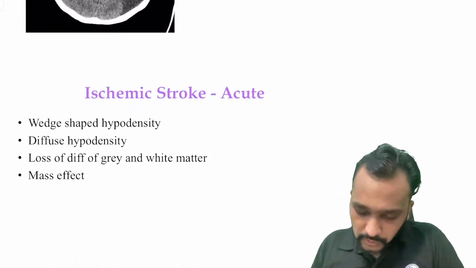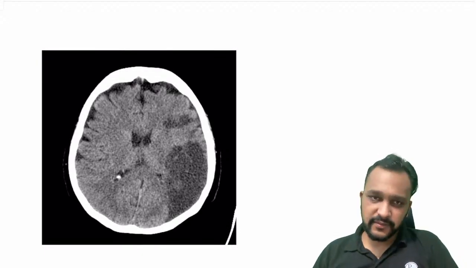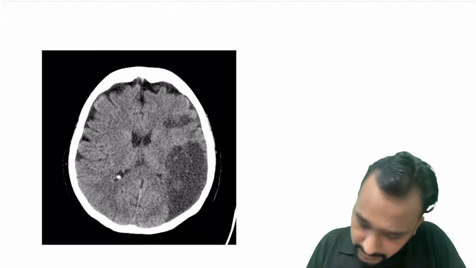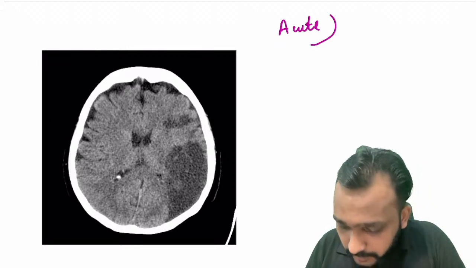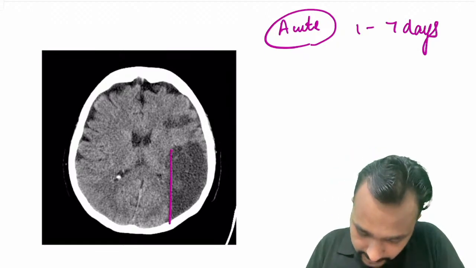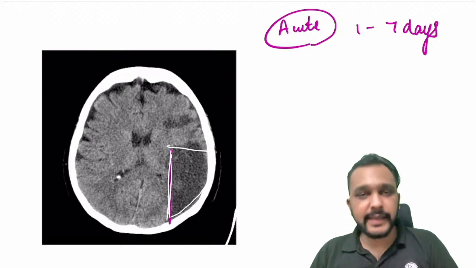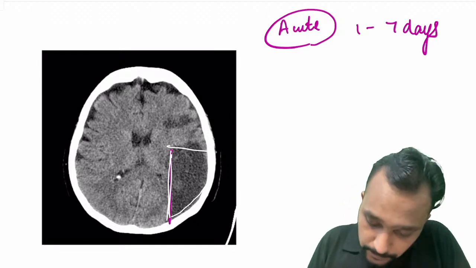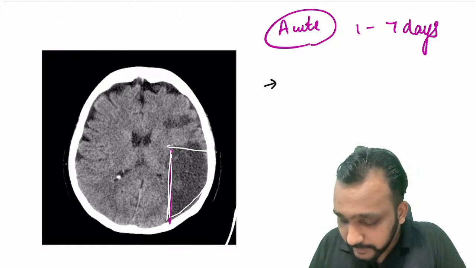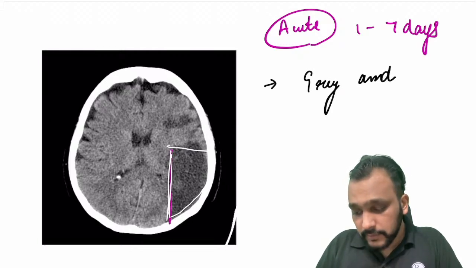Now moving on to the acute stroke. Now I told you that in hyperacute ischemic stroke, the imaging features may be normal, but in acute ischemic stroke, that is between 1 to 7 days, what you will see is an area of hypodensity. And the most important feature of this hypodensity is that it is involving both your gray matter as well as your white matter.